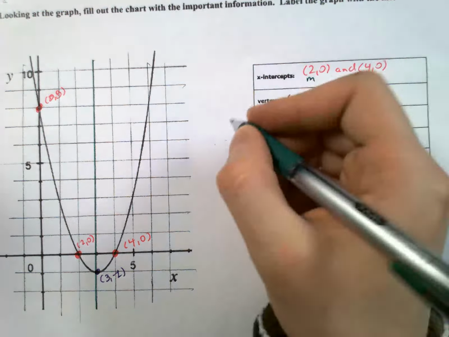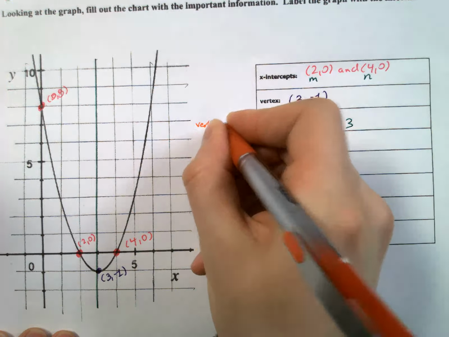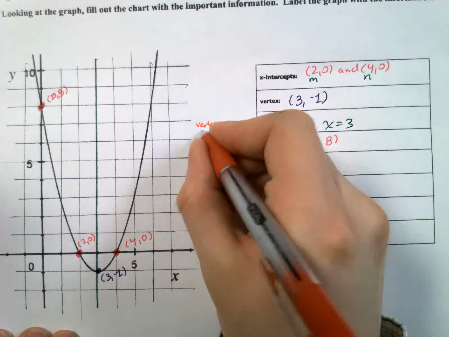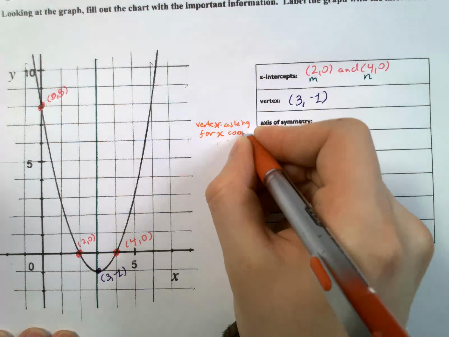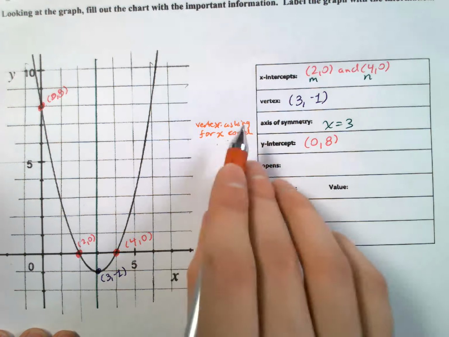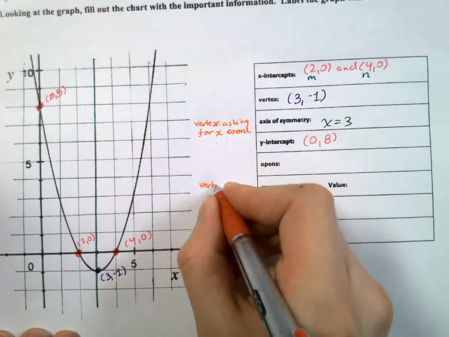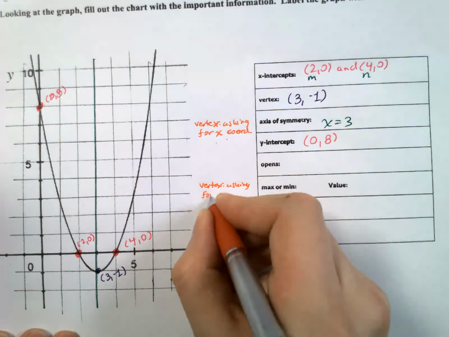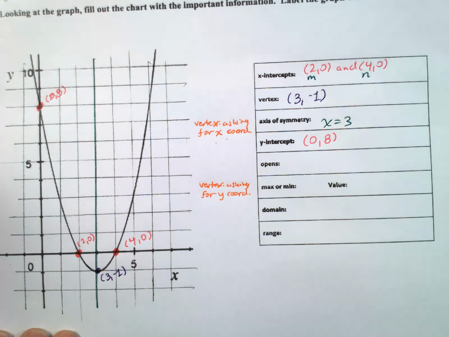Now, what's great about that is that on the side here, I would make a note of something. Vertex asking for x coordinate. I'll do CORD for short for coordinate. So in terms of the vertex, this is asking for axis of symmetry, it's asking for the x coordinate. In terms of the max or min, again, look at vertex asking for the y coordinate.